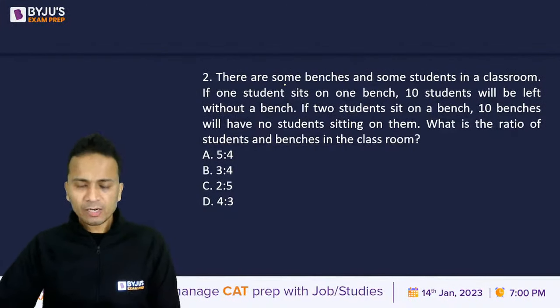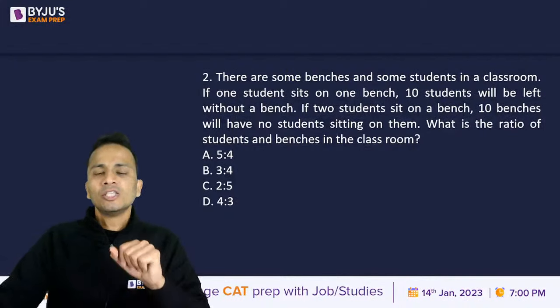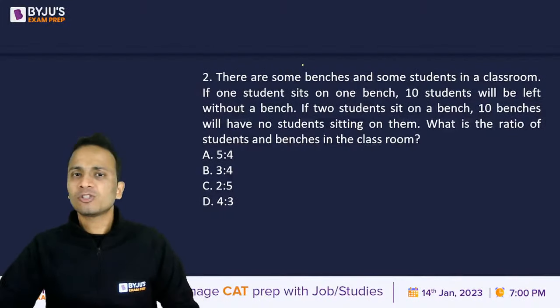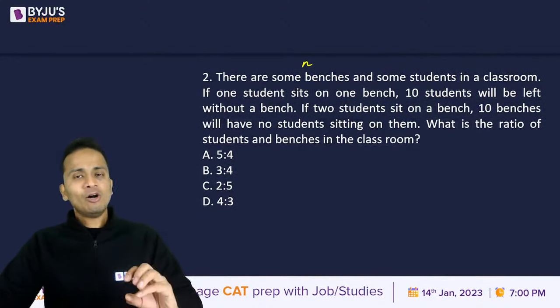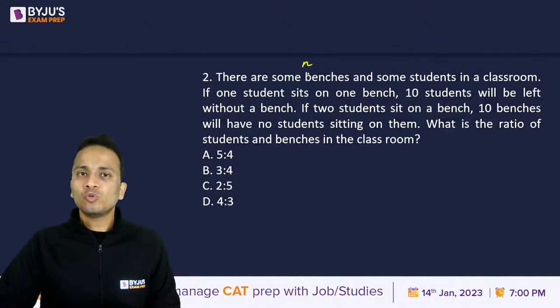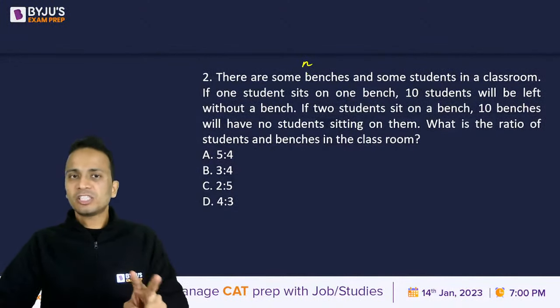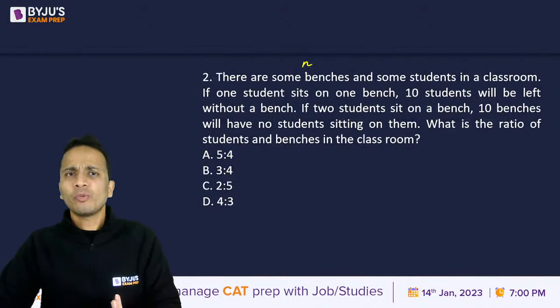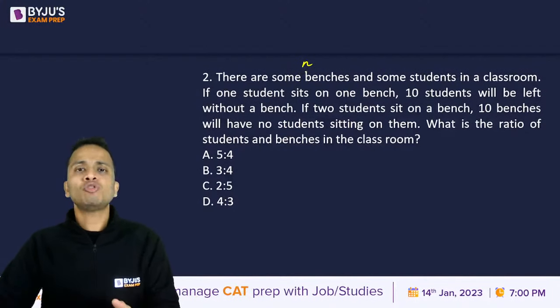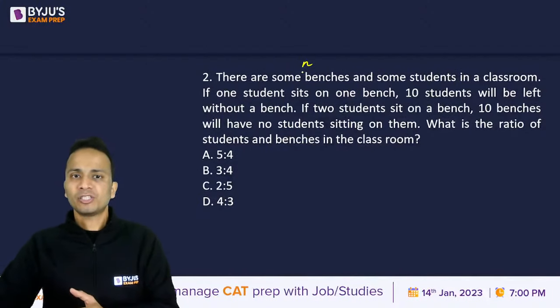Okay, so let me start with the solution, with the discussion. So there are some benches. Let us assume that the number of benches is n. Now we'll be finding the number of students using both the different statements, and then we will equate them. The number of students will come out in terms of the number of benches. So I am assuming that there are n benches in the classroom.